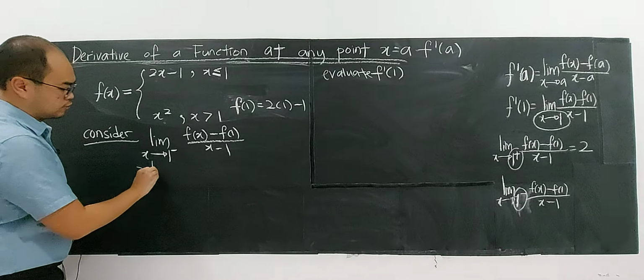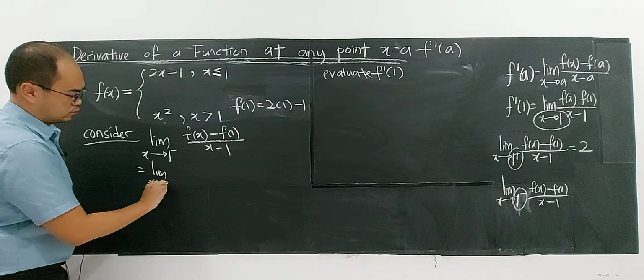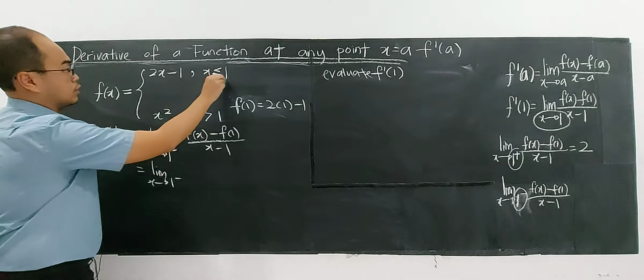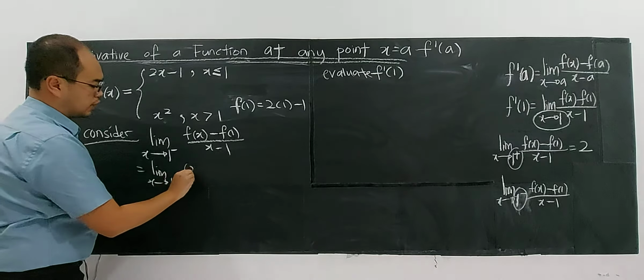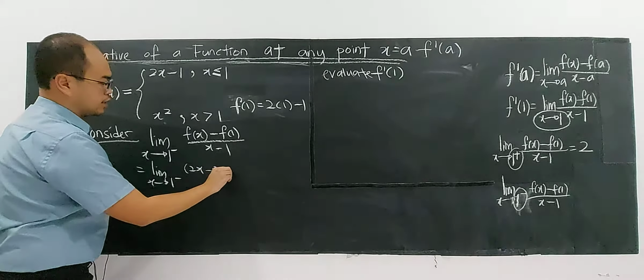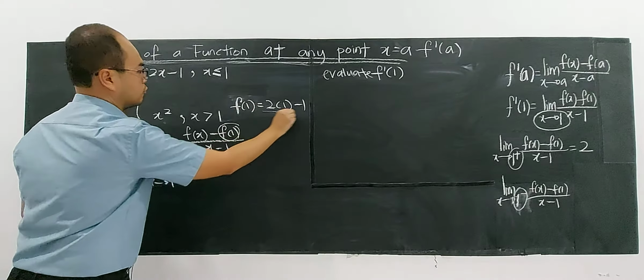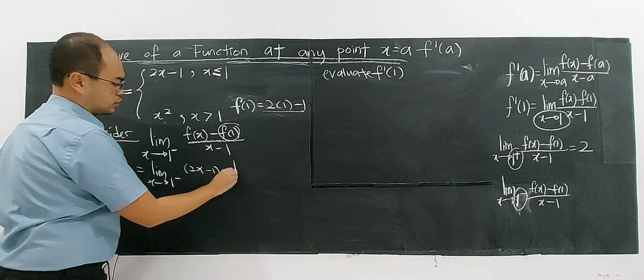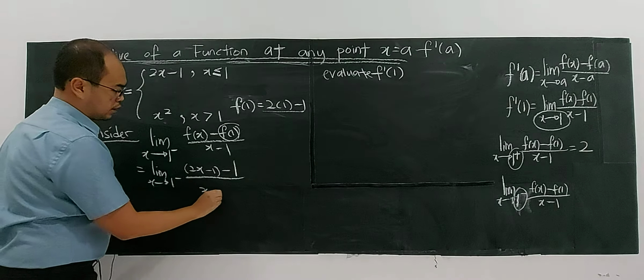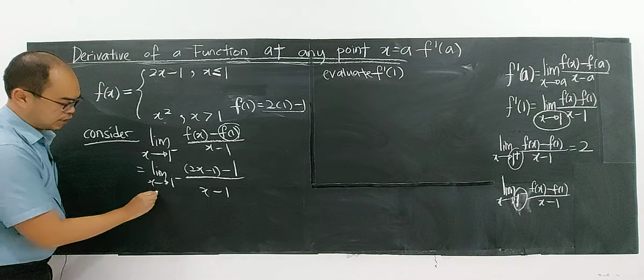So what is the chosen function? Less than 1, so I'm choosing 2x minus 1 here, minus f(1). f(1) you have found, which is 1, over x minus 1. So we have to evaluate this limit here.